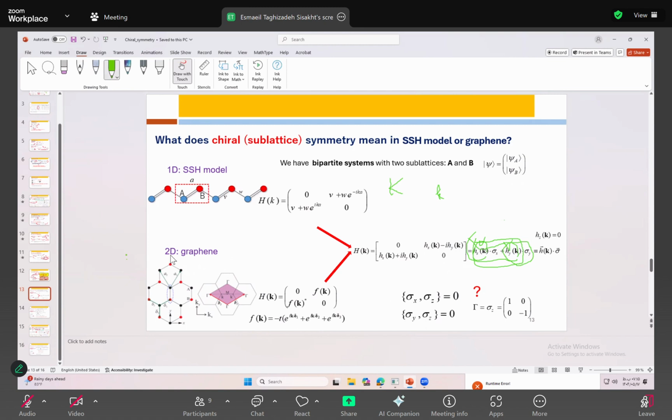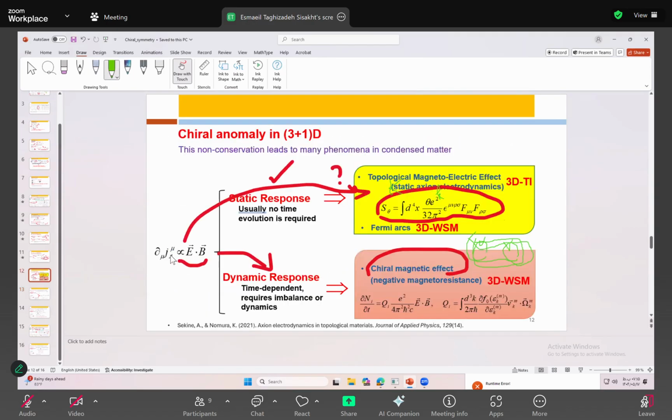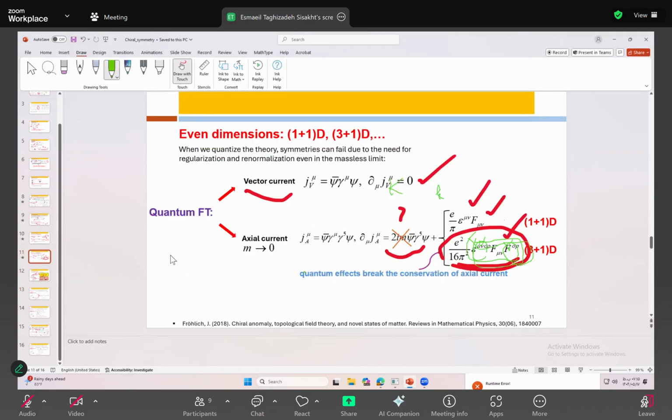And would you go back to page 11? So here, yeah, here, sorry.